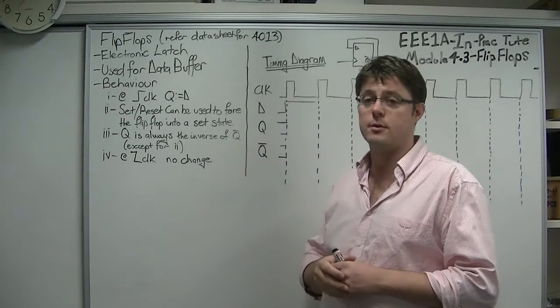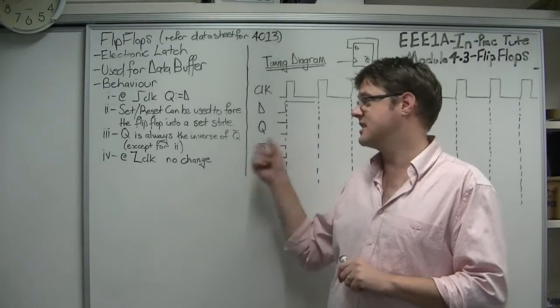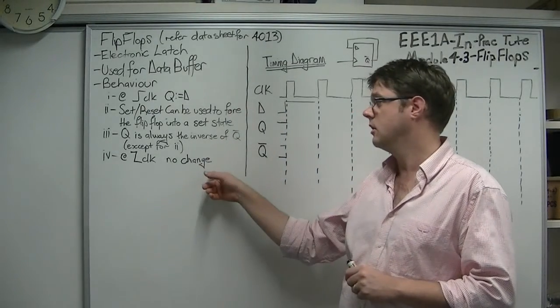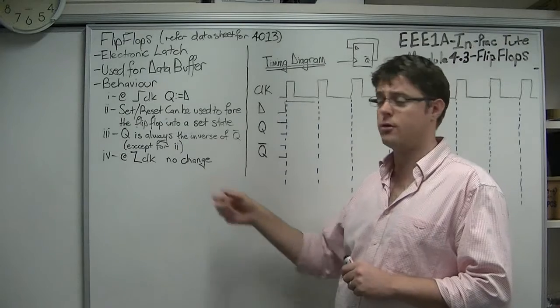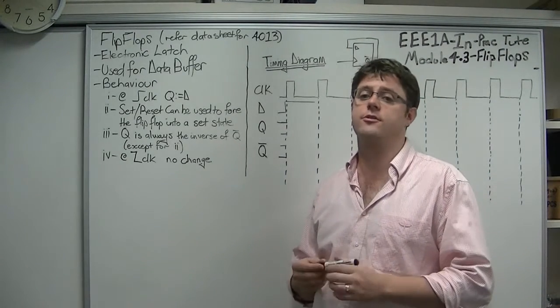And rule number three, Q is always the inverse of Q bar, except of course when rule 2 has come into play. And the fourth rule that we want to remember is that at the negative clock edge, there is no change in the circuit.